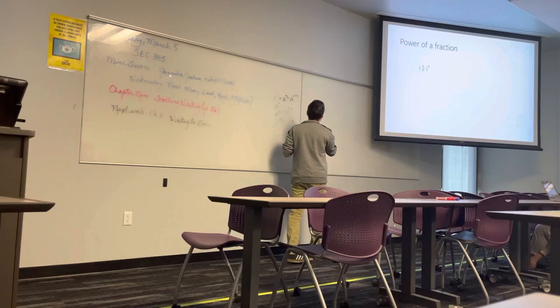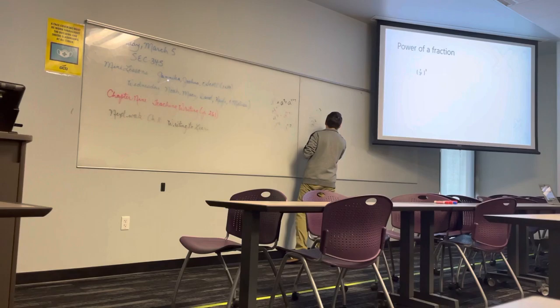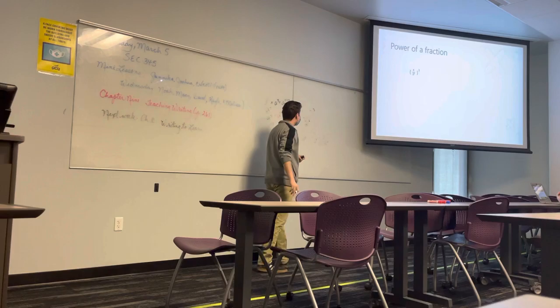Not there, though. This is an exponent. When you write it like this, maybe this will help. Okay, so that's what we're multiplying out, right? Within the parentheses, we're going to multiply it three times.